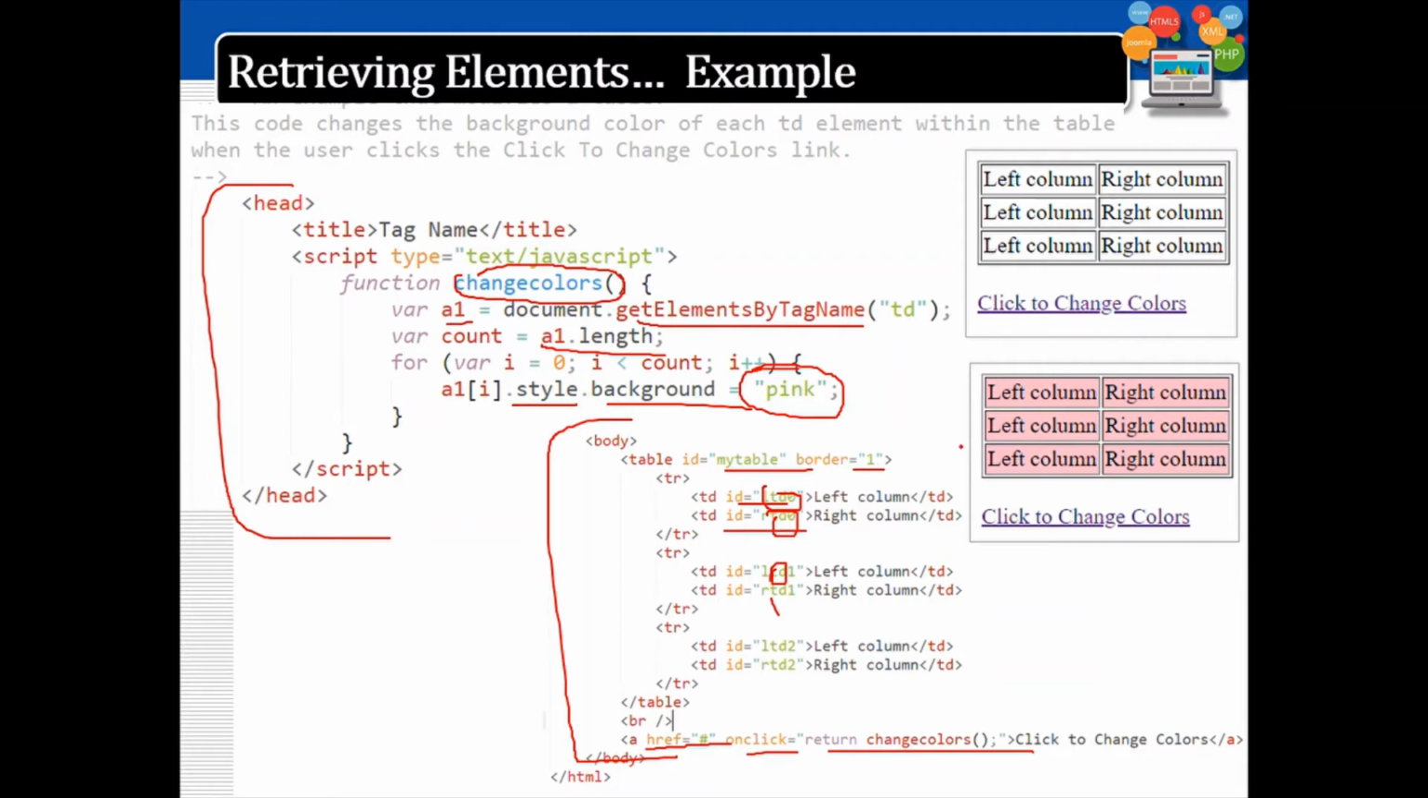So thereby we can change the color. Please read these IDs as TD instead of RTD, LTD, etc. So that's why all these are accessed as TD elements. So all these columns will have the pink color after clicking the change colors link, because we are changing a1 of i dot style dot background. So this is how I access the background color property.